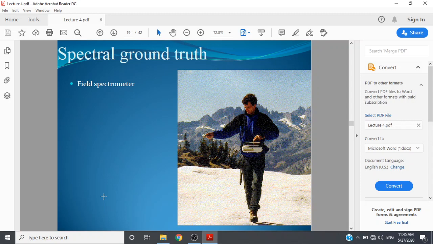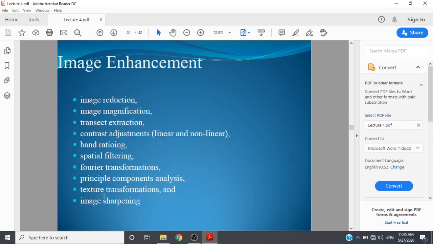Spectral ground truthing is performed in the field using a field spectrometer. Image enhancement includes image reduction, image magnification, extraction, contrast adjustment, band ratioing, spatial filtering, Fourier transformation, principal component analysis, texture transformation, and image sharpening.